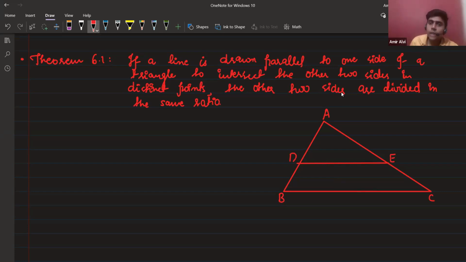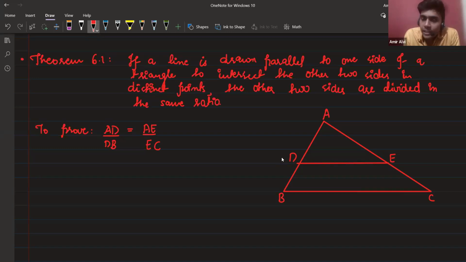So it is saying that for the other two sides, if the line is parallel to this side, we have to prove that AD by DB is equal to AE by EC. It is saying that if this line DE is parallel to BC, it should divide these sides in proportional ratios. Clear, Adil? Okay. To prove this theorem, what we need to do is the proof.